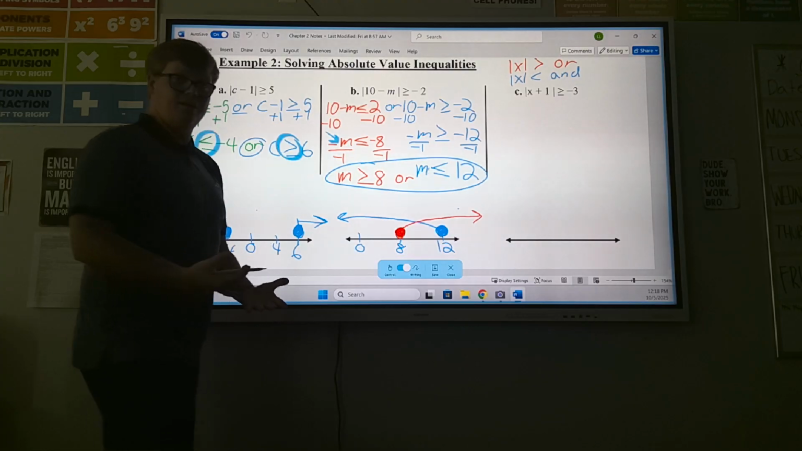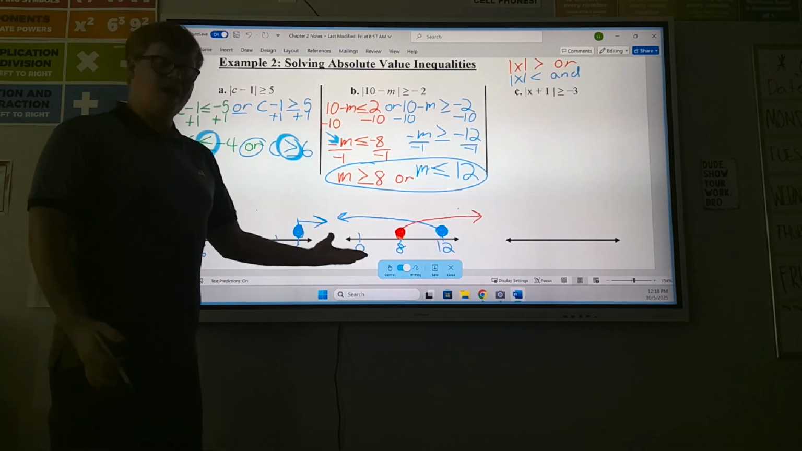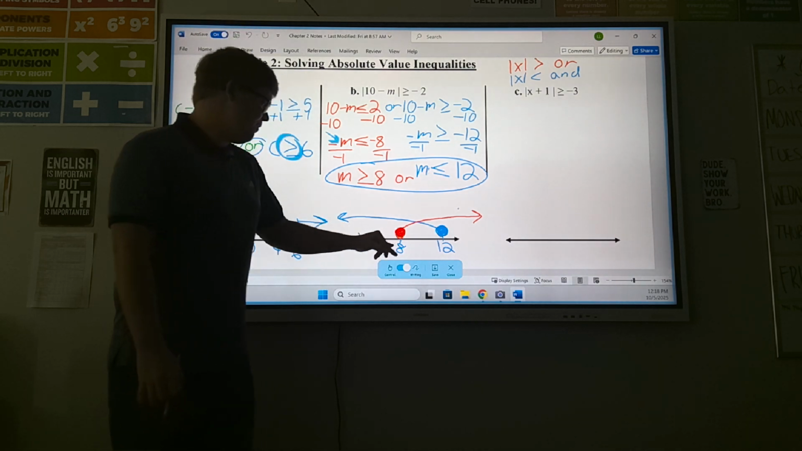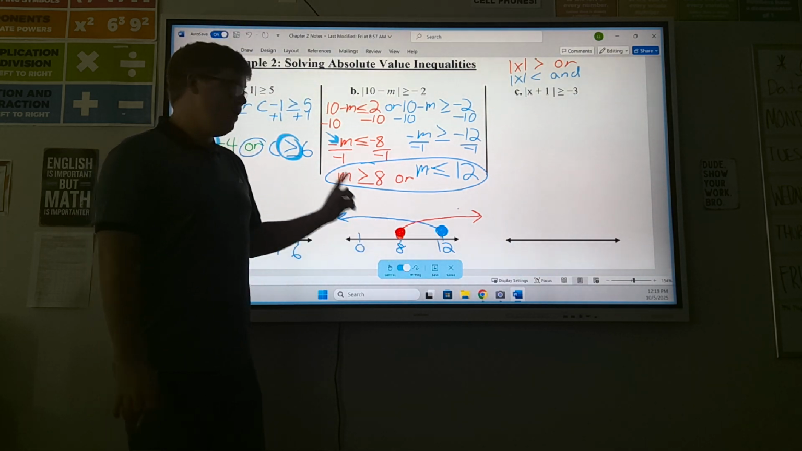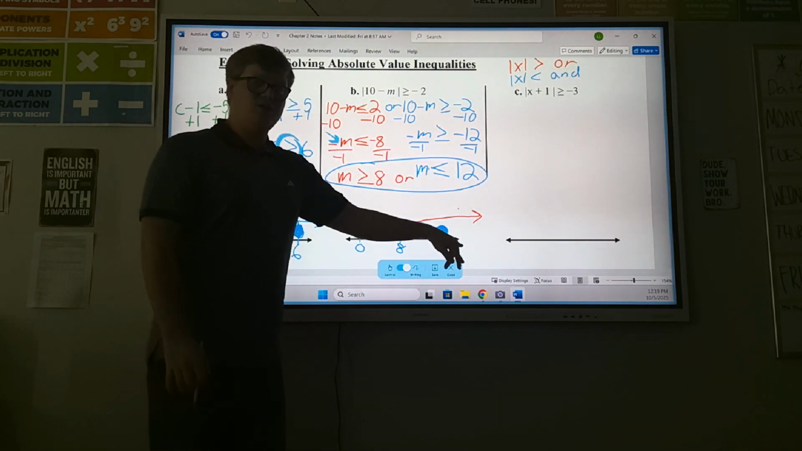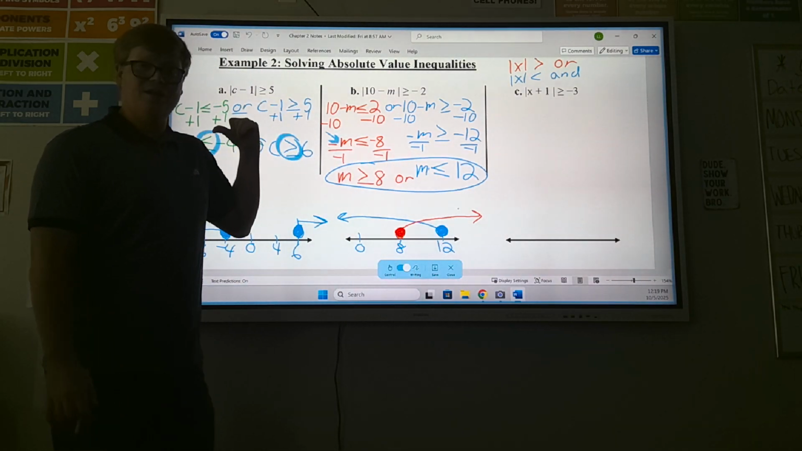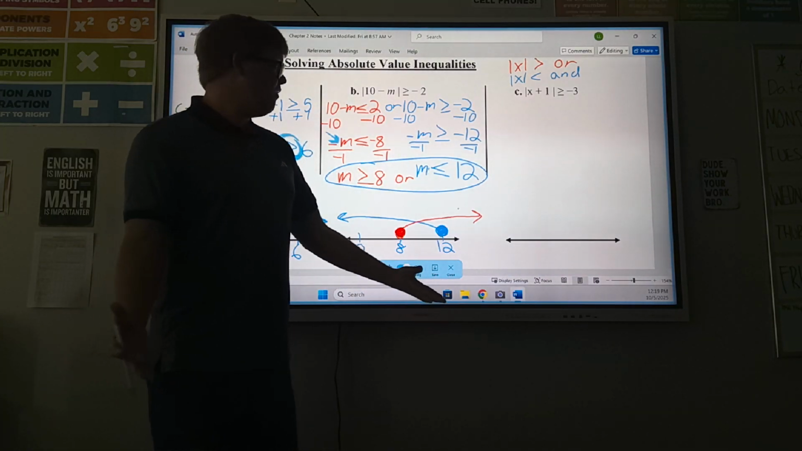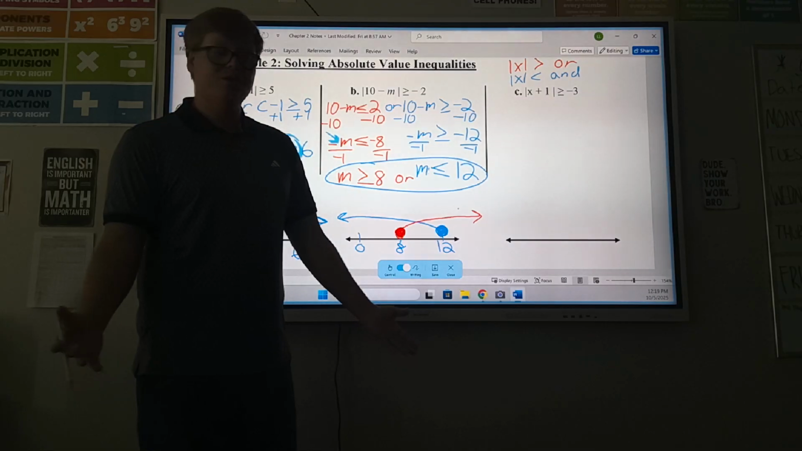Okay, this is why we have a problem, right? We talked about this in 2.5 a little bit. If 8 is included, and it's going all the way to the right, all the way to infinity, and if 12 is included, going all the way to the left, all the way to infinity, that means every single answer is covered, right? So our answer is all real numbers.